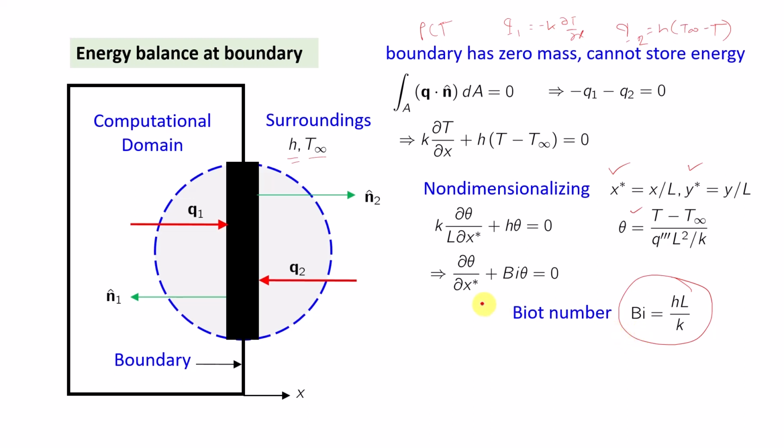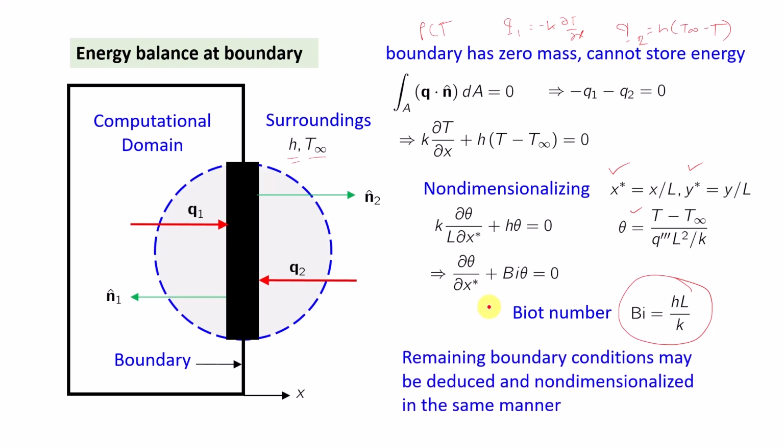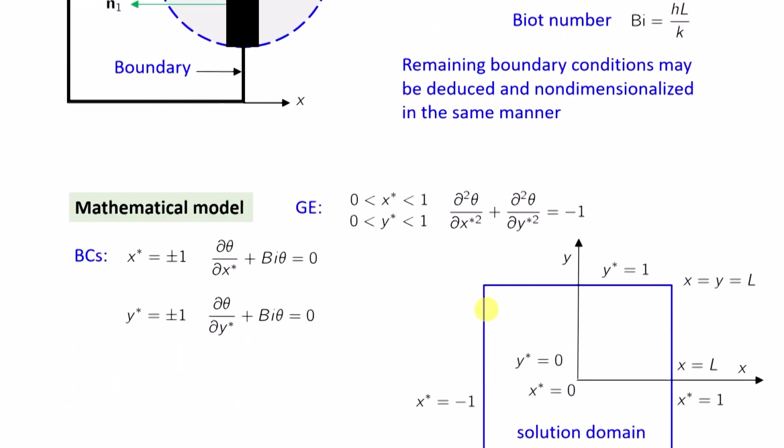So now we have a dimensionless boundary condition. But this is only one boundary condition. I have several other boundaries. And there you can carry out an energy balance just like this. I'll not go through the detail. I'll only show you what the boundary condition is in any other boundary.